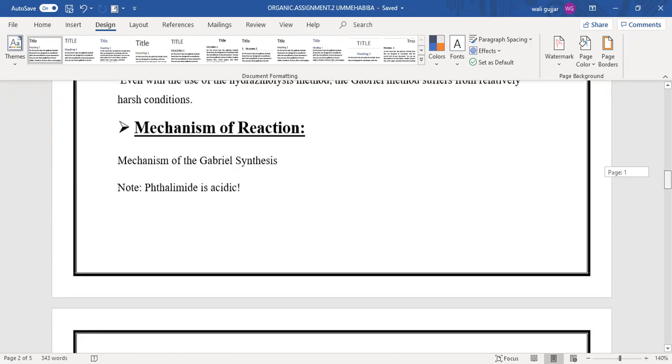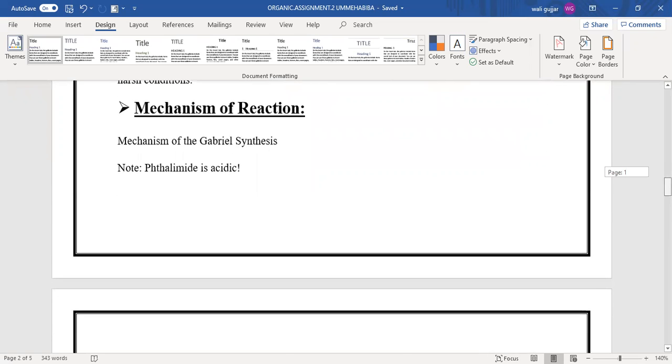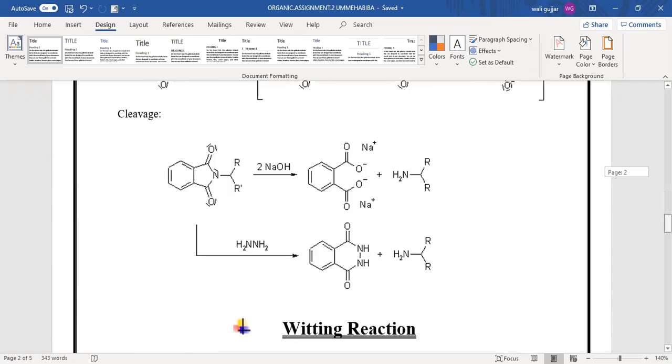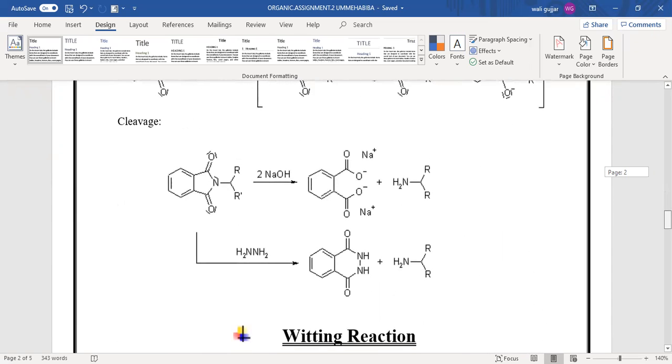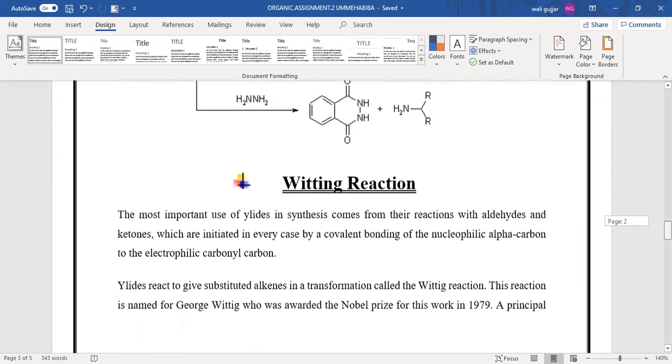So, the mechanism of the reaction: the main point in the mechanism is that phthalimide is acidic, and then we see how the cleavage occurs in this reaction. Then the other reaction is the Wittig reaction.